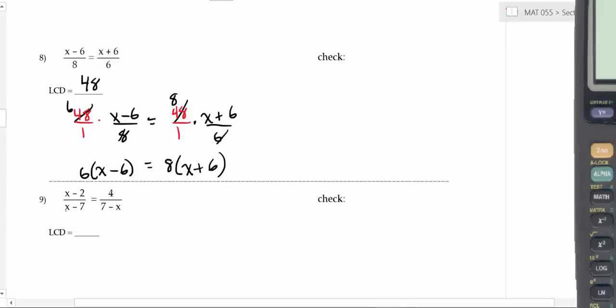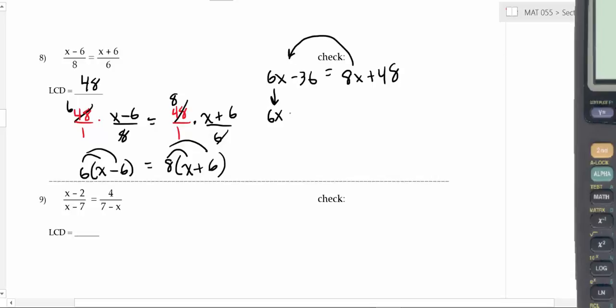Now do your distributive property, so that's going to be 6x minus 36, and that's going to be equal to 8x plus 48 like that. All right, now, I think most of you were just trying to move things from side to side, which is fine. So I think most of you left the 6x, and if you move the 8x, what do you do to its sign? That's what some of you didn't do.